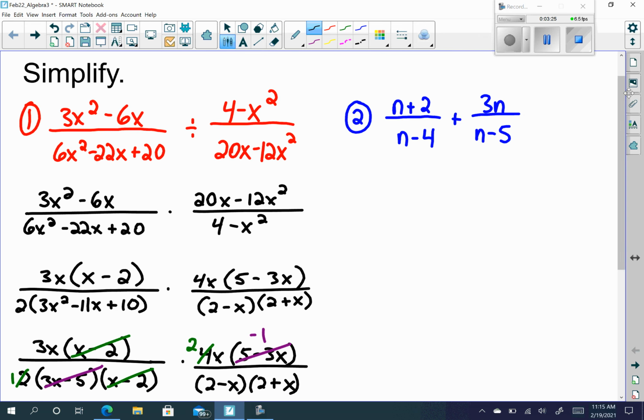All right, looking at number 2, I'm adding fractions, so I need a common denominator. So I'm going to make 2 blank fractions. Notice this is just an expression. I'm not solving anything, so my LCD is n minus 4 times n minus 5.